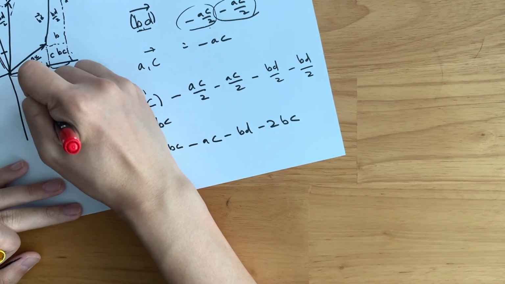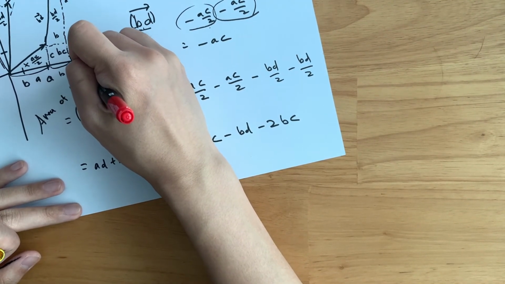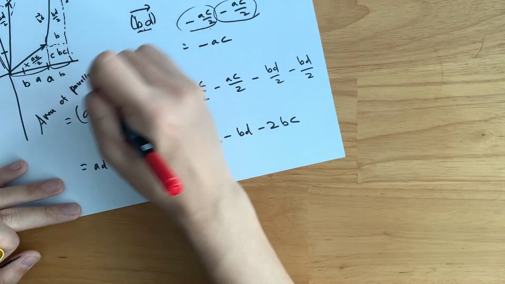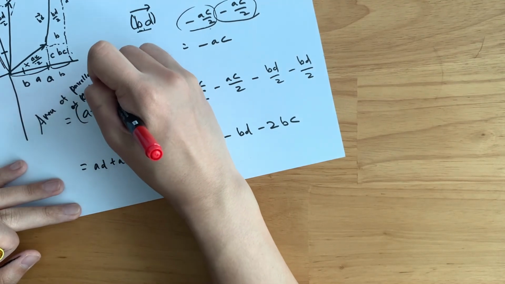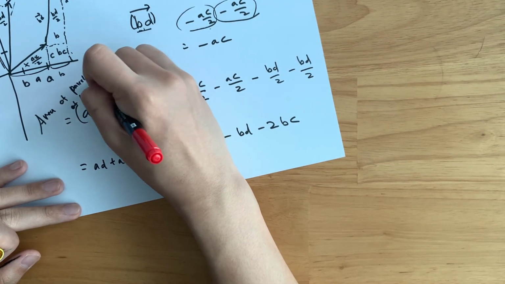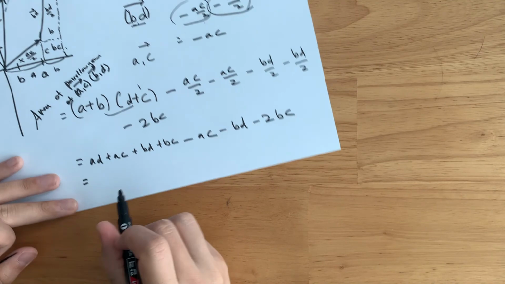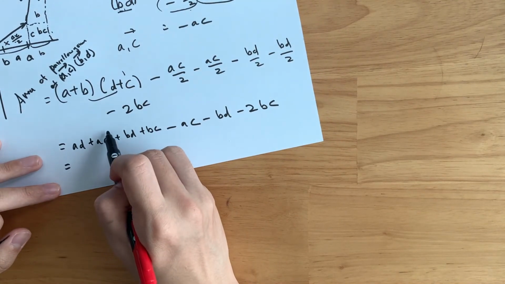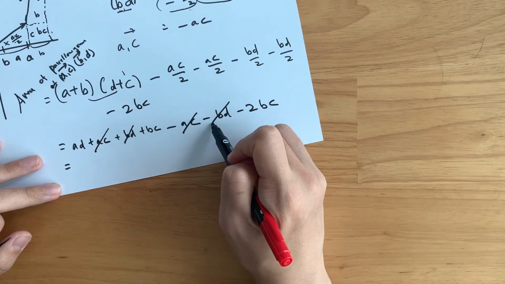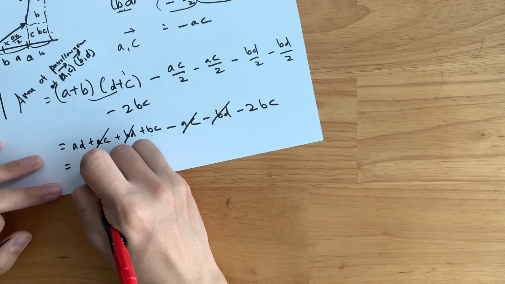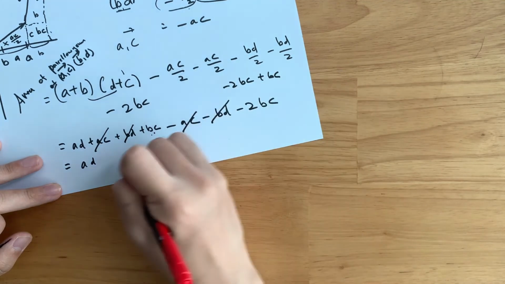So this would be the area of the parallelogram of AC and BD, right? Then we can cancel this one out, right? This one out, right? And AD, BC was minus 2BC plus BC minus BC.